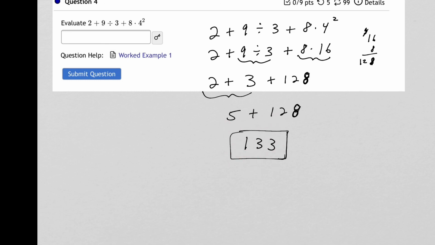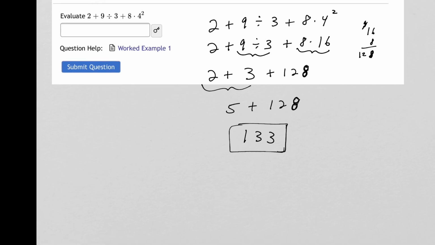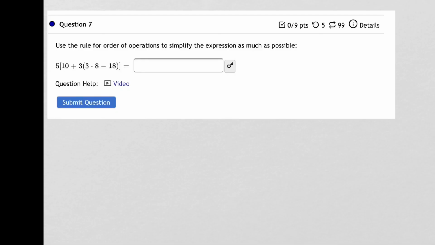All right, let's do one more of these. Okay, so again, I just want to simplify this expression. So I have 5 times 10 plus 3 times 3 times 8 minus 18.